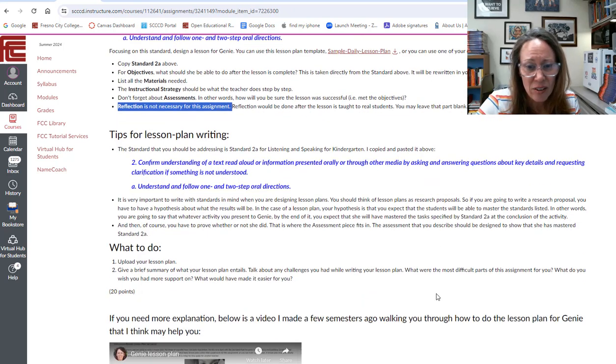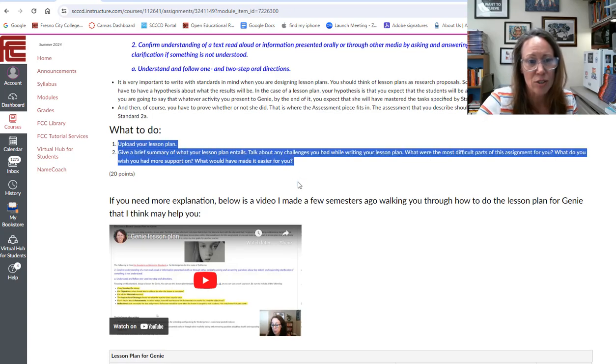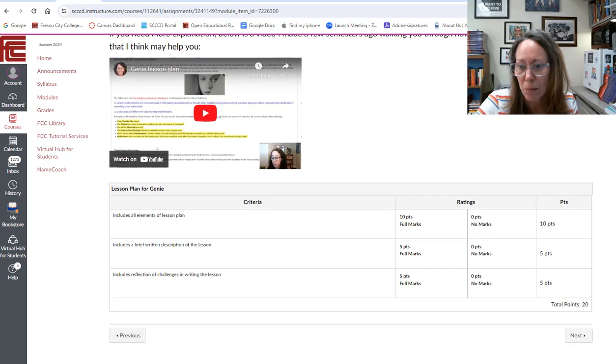And then the other thing that I want to make sure you get is that there are two parts to this. First of all, you're going to upload the lesson plan document, and then part number 2 is you're just going to briefly explain it and tell me what your writing process was like, how you managed to go about it. So you can answer some of these questions here. And then I do have a video here that I made just to give you a little more guidance on it. So you can check that out.